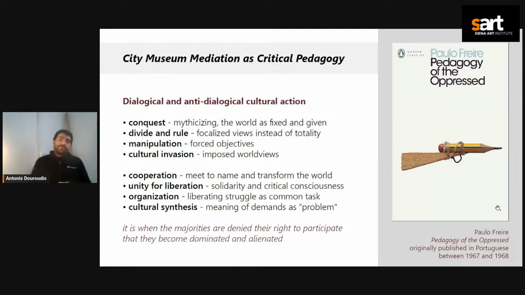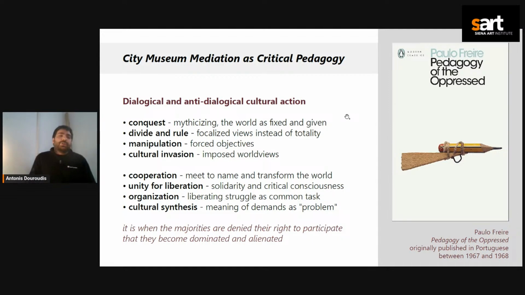The last part I'm sharing from Freire is his listing of certain dialogical and anti-dialogical cultural actions, which for me was very important in order to characterize certain museum practices that I was studying during the research. Here it is maybe a bit general, as in the whole book, but with a certain creative analogy, we can actually find them in museum mediation.